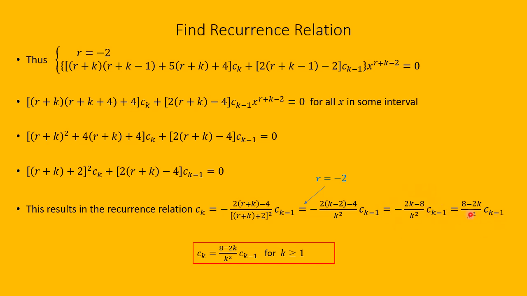Going from this step to this step, I just used the fact that the negative of this numerator is equal to this numerator. So here's what we have. C sub k equals this stuff in terms of c sub k minus 1, and this holds for all k greater than or equal to 1.